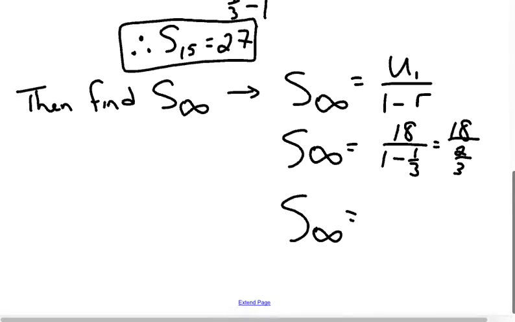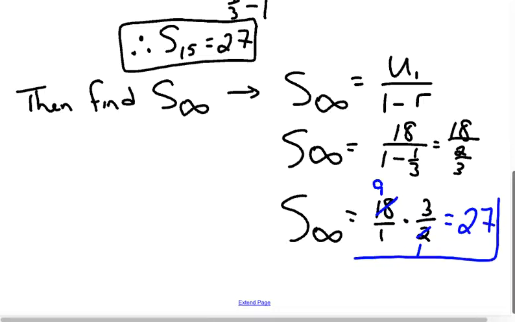On a calculator, 18 divided by 2/3 is really 18 times the reciprocal, 3/2. 2 goes into itself once, 2 goes into 18 9 times. 9 times 3 is 27.